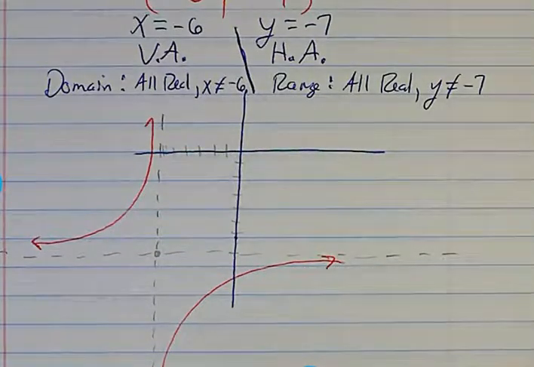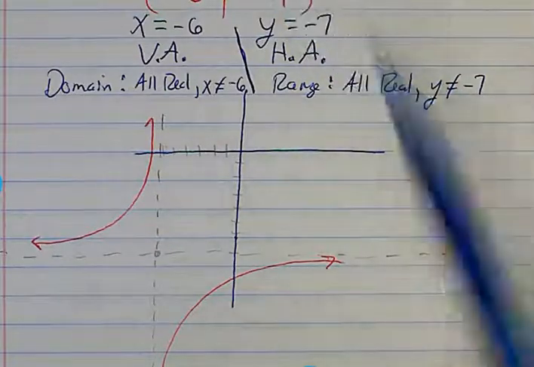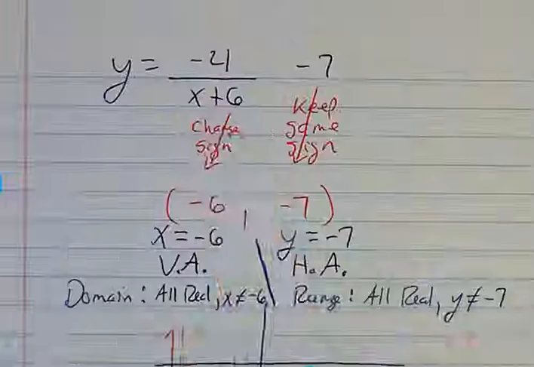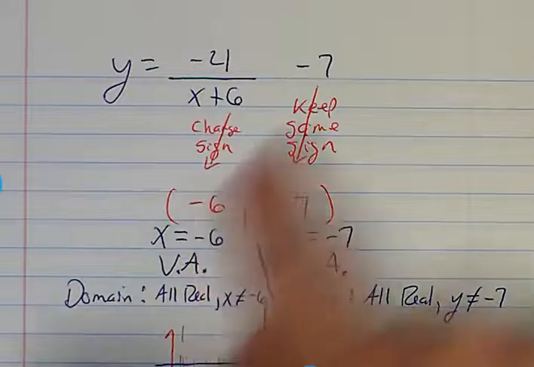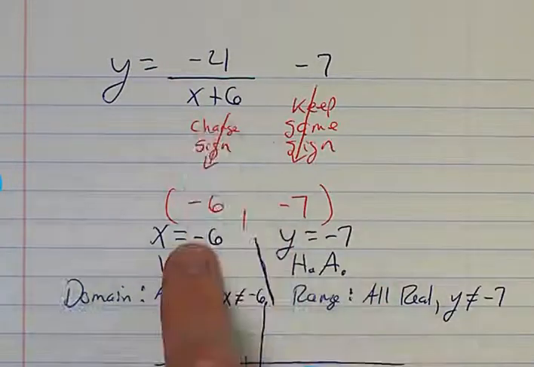Everything's going to just spin off those 2 points they give to you when you're going through this. So whatever this number is, you just change the sign of it. This number stays the same. That's the x value and that's the y value.